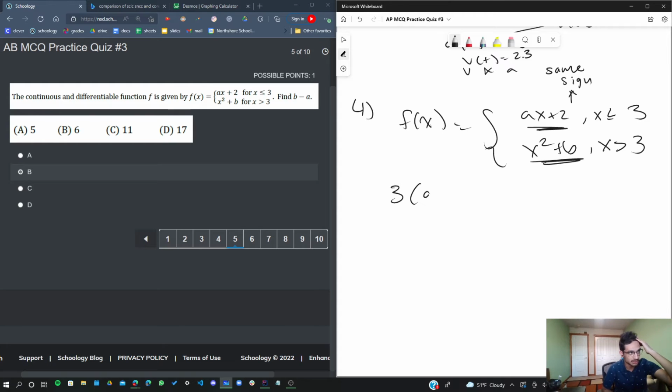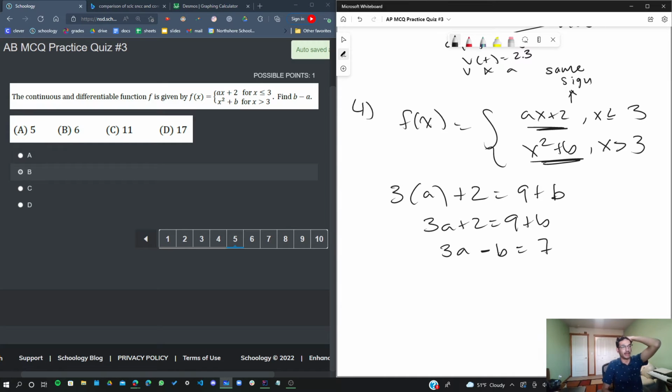So we have 3a, x equals 3. 3a plus 2 is equal to 3 squared, so that's 9 plus b. So we have 3a plus 2 equals 9 plus b. Let's put all of this on the same side, so we have 3a minus b equals 7, right? And if it's also differentiable, that means f prime has to have the same values.